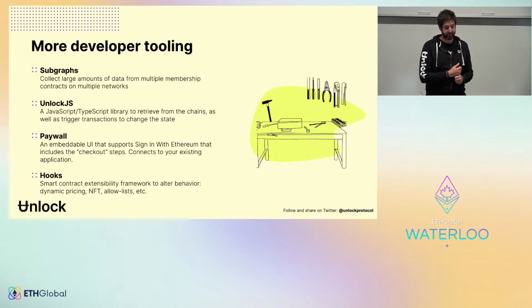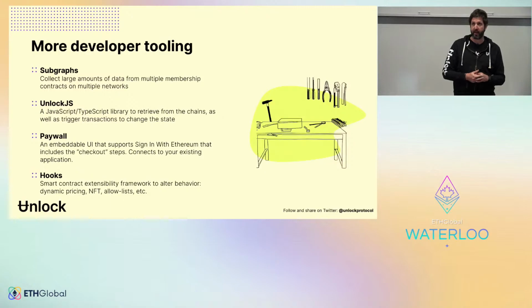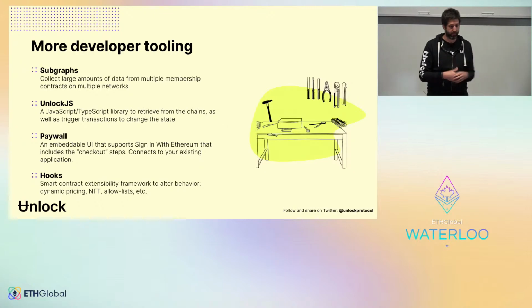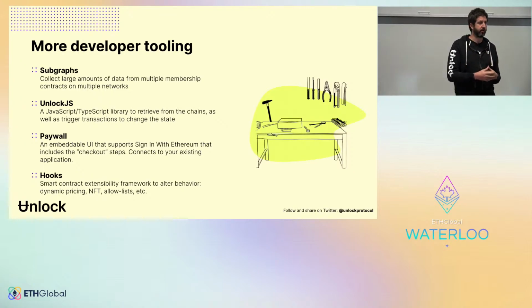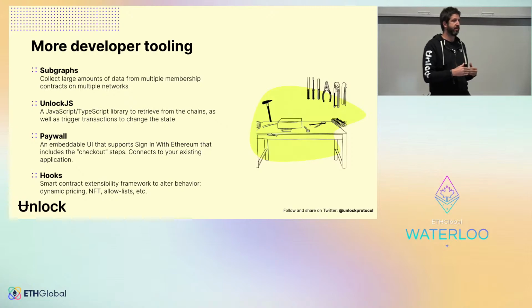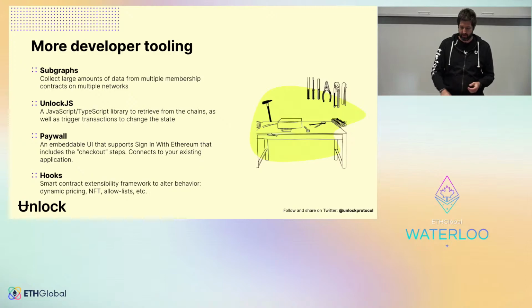More tools: subgraphs, I mentioned earlier, aggregating a ton of data, listing members, very useful here. We have a JavaScript library called unlock.js that supports deploying the contracts, updating them, listing things, purchasing. That's actually the library that we use in our own dashboard. We have the paywall, and we'll go through that in a couple seconds, which is this checkout UI that can be embedded on any website. And we have hooks at the smart contract level, so you can change the behavior of the contract. For example, if you say, every time one of the memberships is sold, we double the price for the next one, that is something that can be easily done with these hooks.